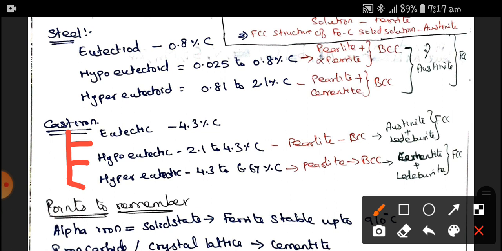In hypereutectic cast iron, 4.3 to 6.67 percentage of carbon, it is in the pure pearlite in the BCC structure, and in the FCC structure it is in the form of cementite and ledeburite. You can see the cementite has the maximum percentage of carbon. This you have to notice. Cementite is the hardest form of the material. When the carbon percentage is more, your iron becomes harder and harder. So this is a point you have to remember.